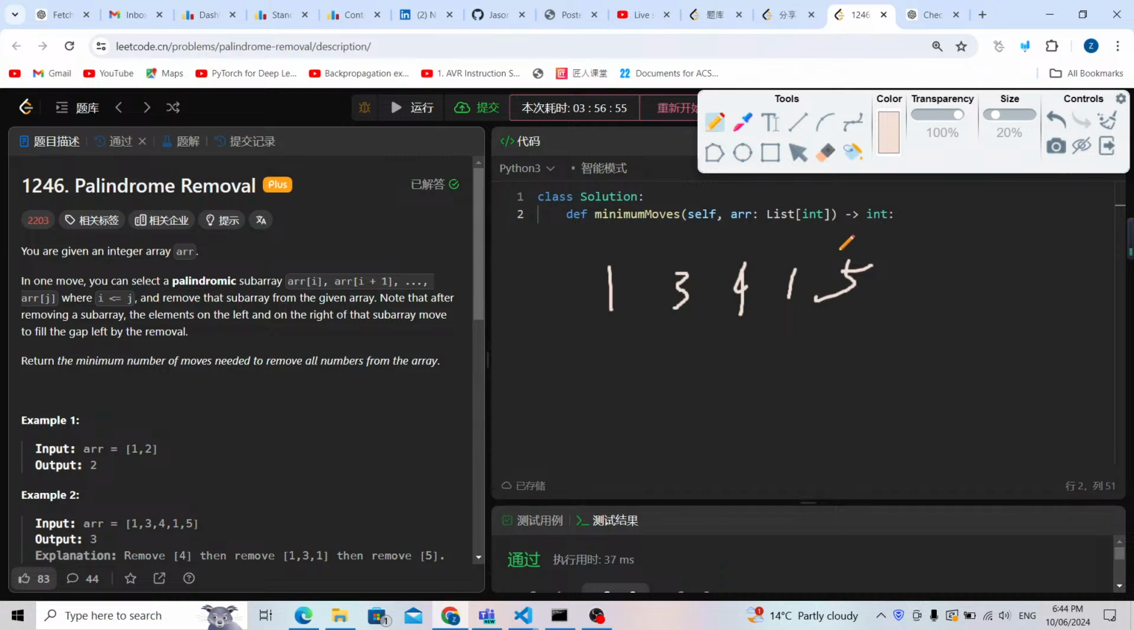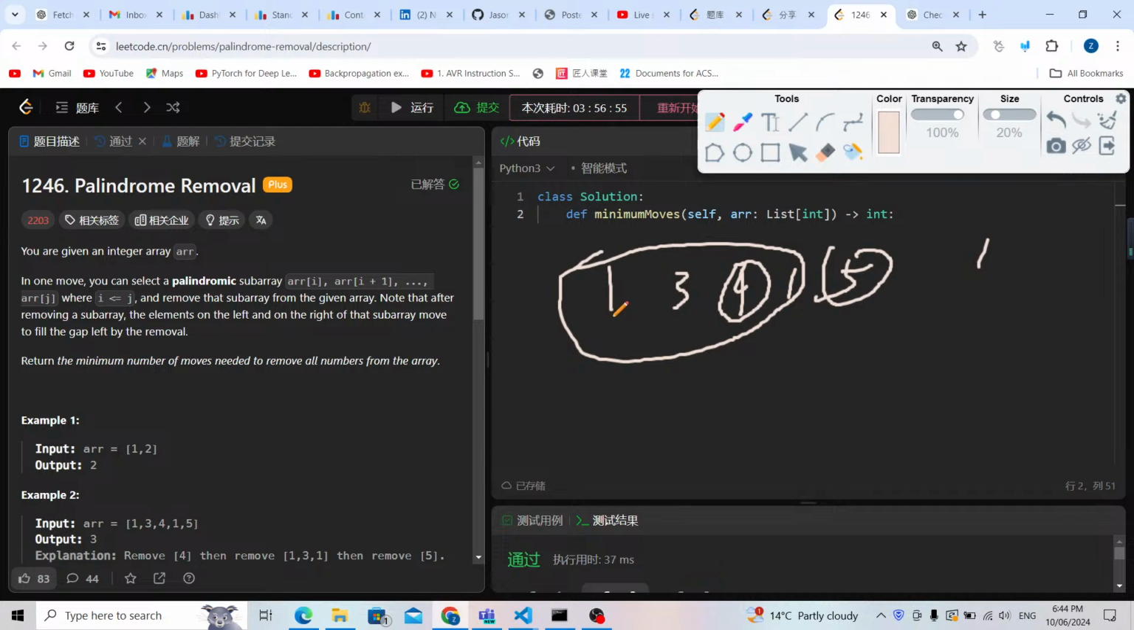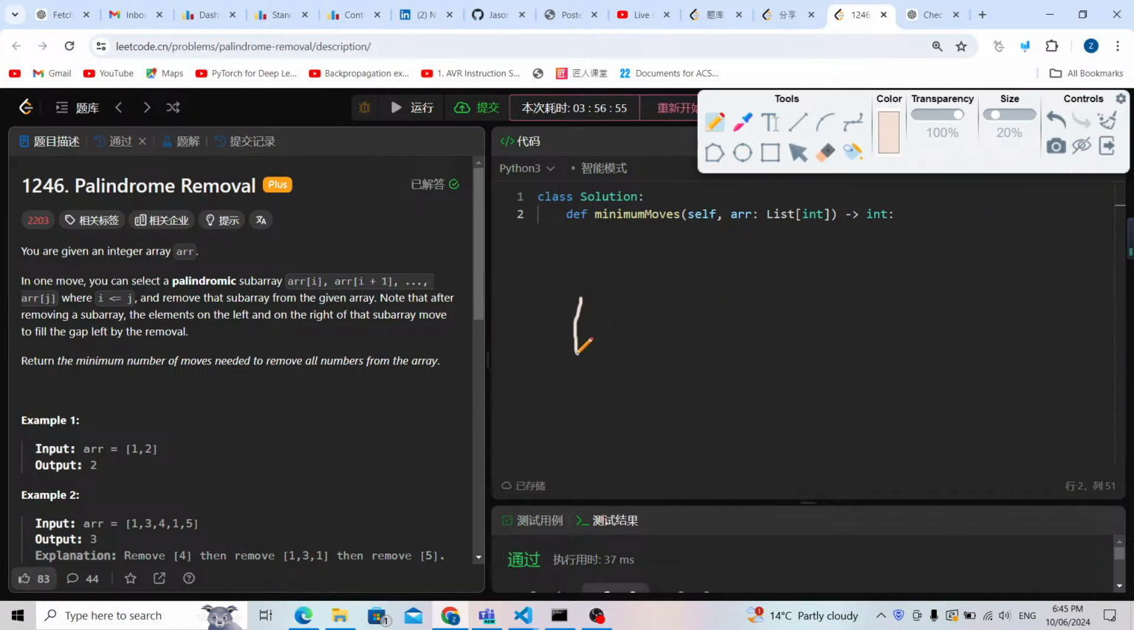So why don't we remove 5 first? It is 1 time, and then we remove the left part. For the left part, why don't we just remove this 4 first and then remove 1, 3, and 1? So in total, there are going to be 3 times. But the difficult part is about 1, 3, 4, 1. Let's analyze the sub-problem for 1, 3, 4, 1. How can we remove 4 first and then remove 1, 3, and 1? It's going to be really difficult.